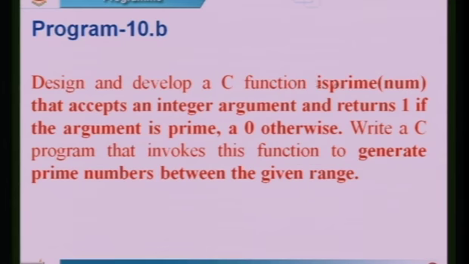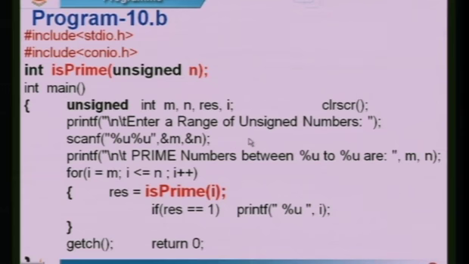So, in the question, isPrime is a function that accepts an integer argument and returns 1 if the argument is a prime, 0 otherwise. So, if you call the function isPrime, this is the prototype of the function taking an unsigned integer as an argument, and the return type is integer. Now, in the main function we take unsigned int m, n, result and i, these are the variables we declared here.